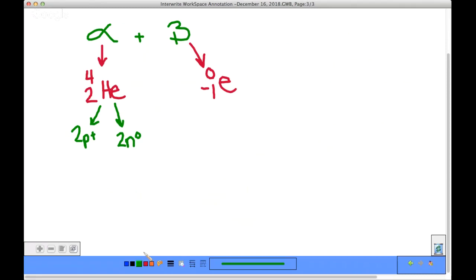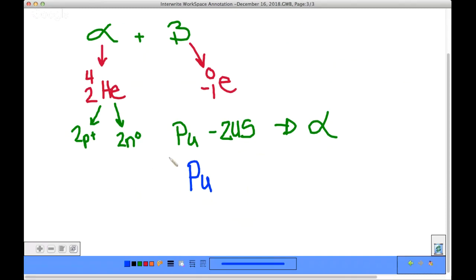All right. So let's say that we were looking at plutonium-245, and let's say that we wanted to show that this undergoes alpha decay. The first thing you want to be able to do is write this in isotope notation. So we're going to have Pu, which is for plutonium, here is its mass number, and down here we're going to put the atomic number, which is 94. And we're going to show that it undergoes alpha decay.